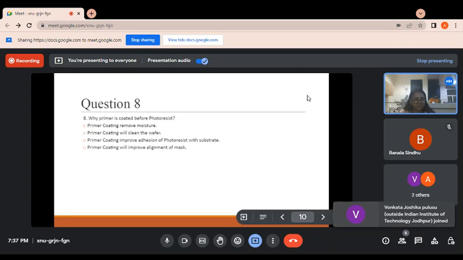Venkata Joshika, this is our 8th question. Why is primer coated before the photoresist? The first option is primer coating removes the moisture. The second option is primer coating will clean the wafer. The third option is primer coating improves the adhesion of the photoresist with the substrate. And the fourth option is primer coating will improve the alignment of the mask. So please unmute yourself, take your time and try to give the answer.